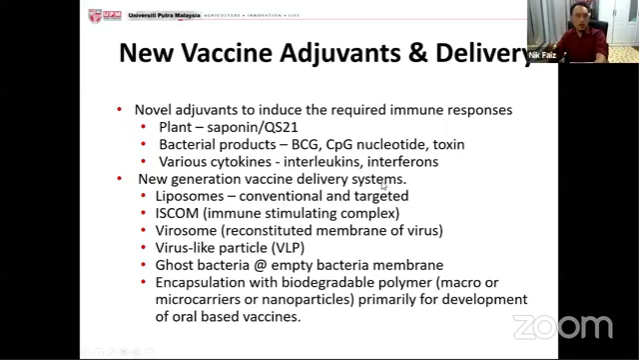Some researchers are working on a lot of new adjuvants, such as plant adjuvants, saponin adjuvants, bacterial products, BCG, CpG nucleotide, as well as toxins and various cytokines to develop into an adjuvant to increase the immune responses of killed vaccines. And new vaccine delivery systems are being investigated over and over, by the use of liposomes, ISCOM immune stimulating complex, or virosomes, virus-like particles, or ghost bacteria or empty bacterial membrane, bacterial artificial chromosomes, and encapsulation with biodegradable polymers.